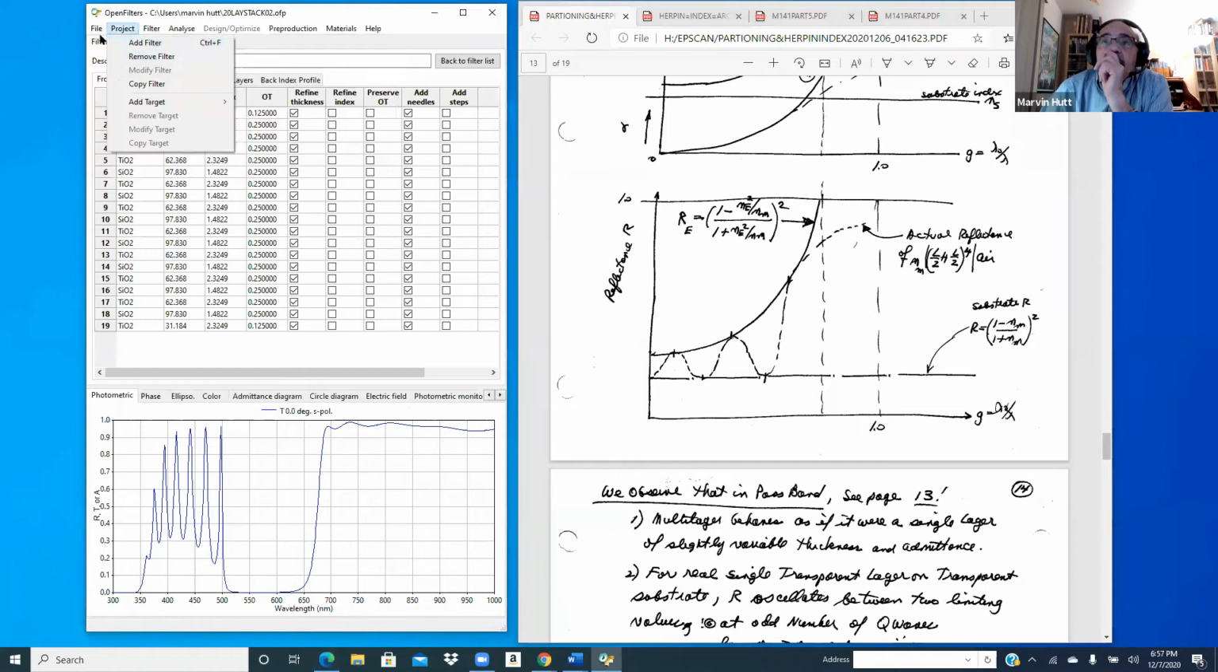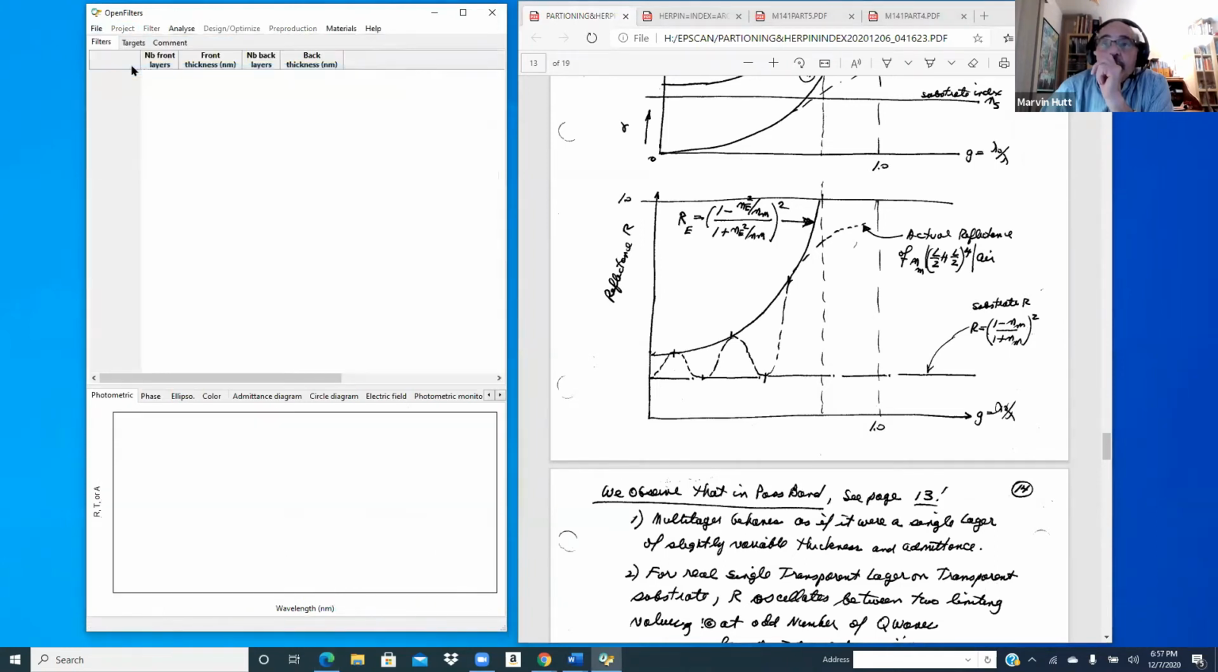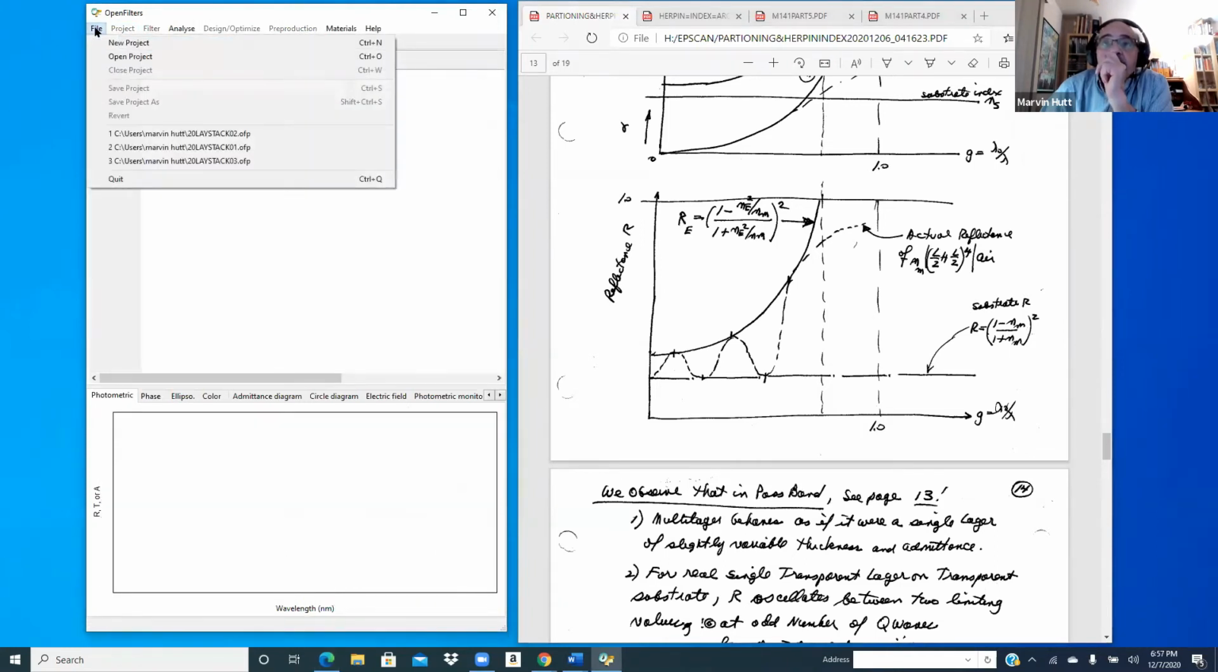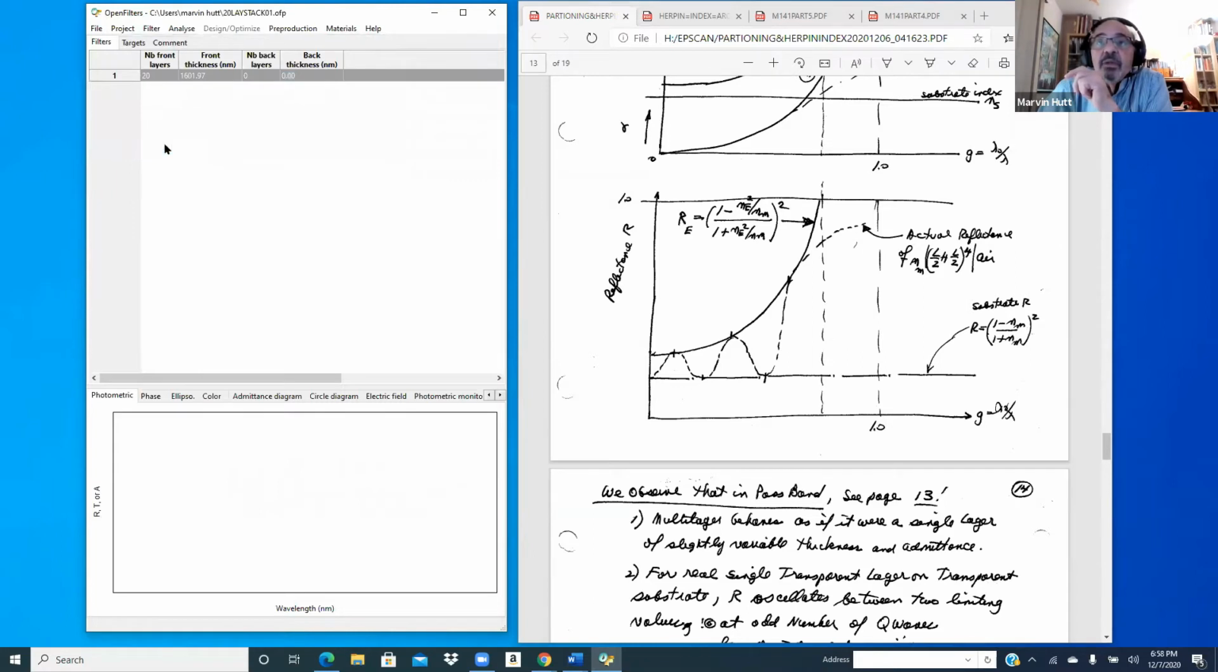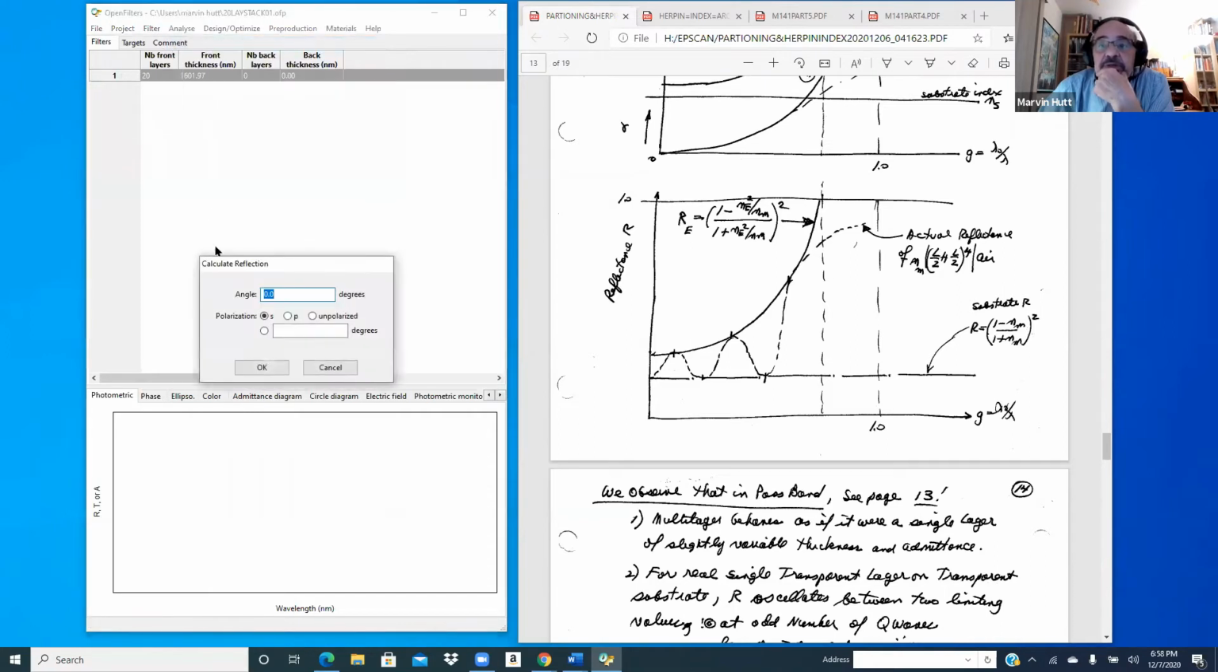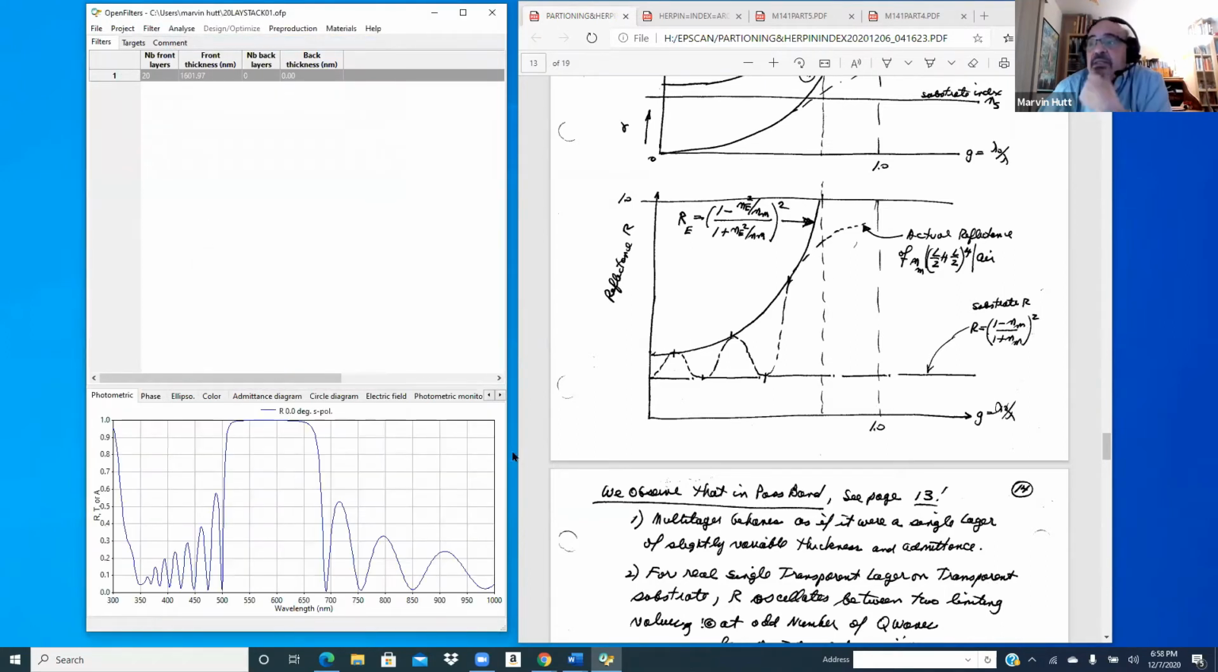File. You've got to close the project. File. Let's go to the original stack, okay, and analyze reflectance at 0. Yes. So this is the envelope of this one.